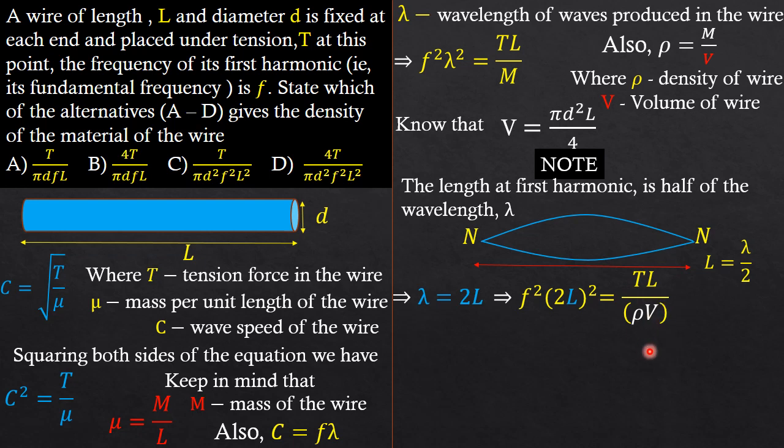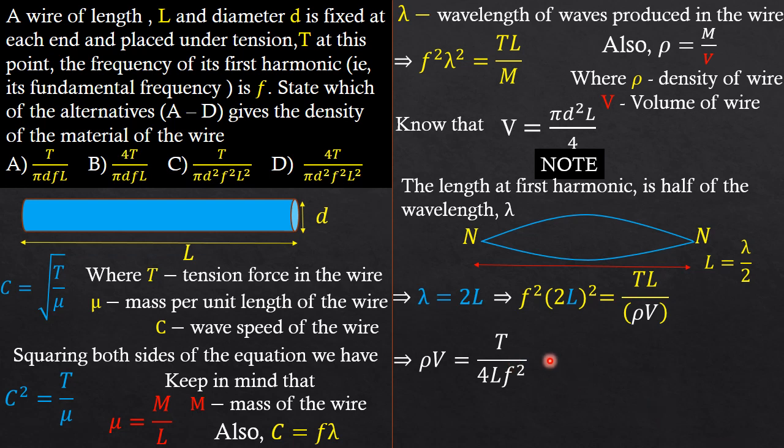So friends, if we cross multiply all through, we are going to have rho V to be the same as T over 4L f squared. Keep in mind that there's one L here and there are two of them here, so we are going to cancel one of them. That's why we no longer have the L here. Great, that's just what we have.